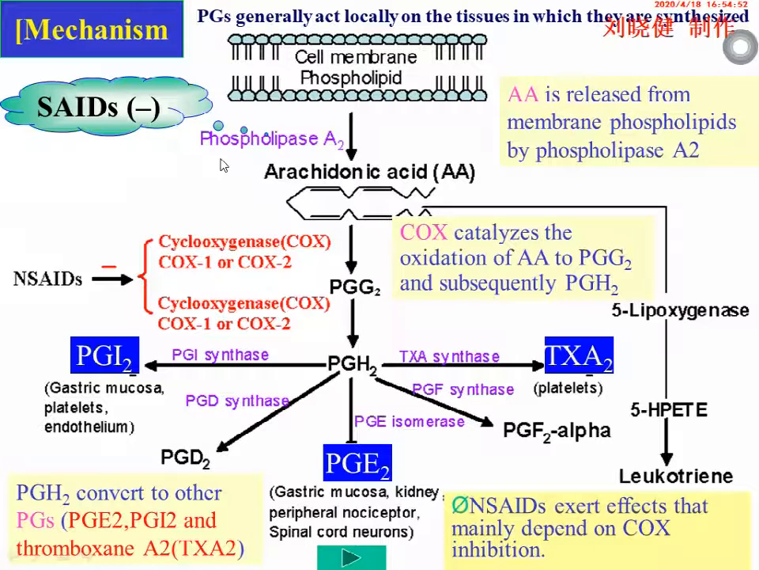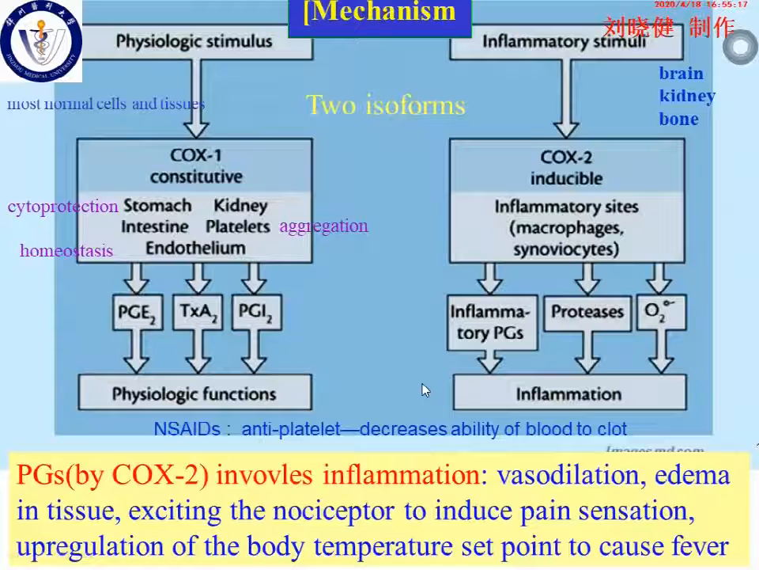Here, in this slide, you should pay attention. Actually, this is the metabolism of arachidonic acid. This is the main way to produce prostaglandins. There is another way to produce leukotriene. Pay attention to this. Actually, this COX is the cellular target of action of non-steroidal anti-inflammatory drugs.